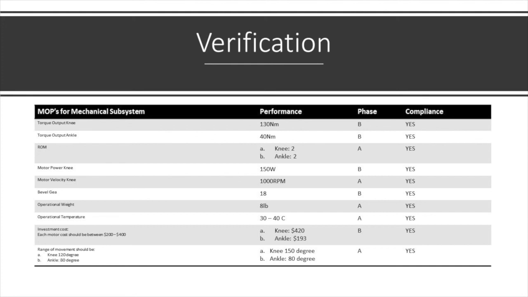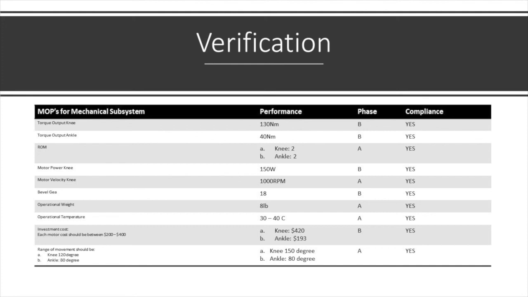The motor power in the knee is 150 watts, defined in phase B. The motor velocity in the knee is about 1000 RPM, defined in phase B and phase A. The bevel gear has 18 teeth, mentioned in phase B. The operational weight is about 8 pounds for both systems combined, and that was indicated in phase A. The operational temperature, which must be between 30 and 40 degrees Celsius, was defined in phase A.